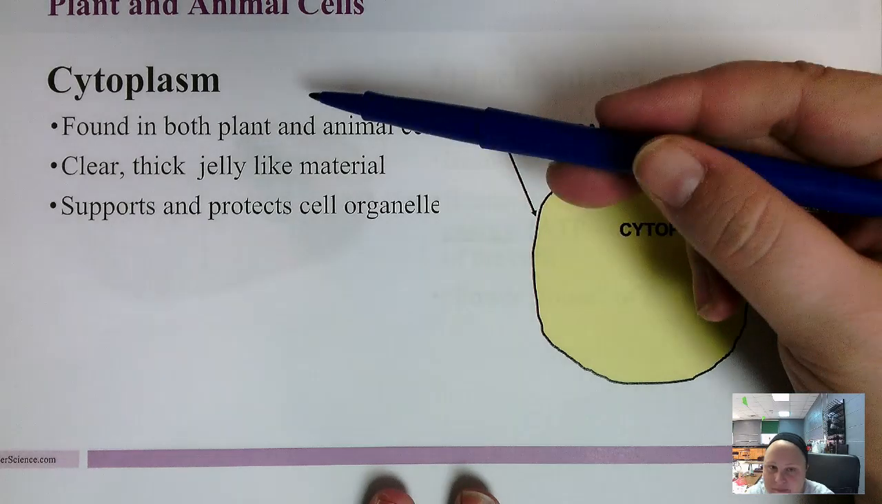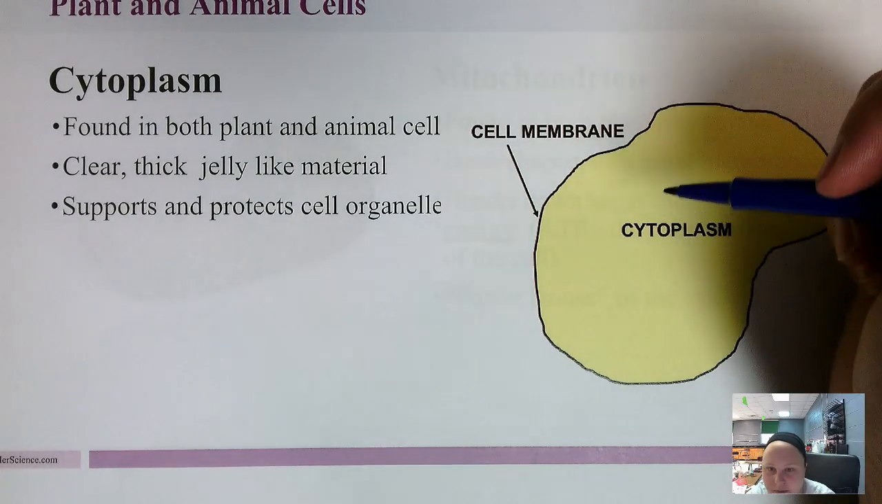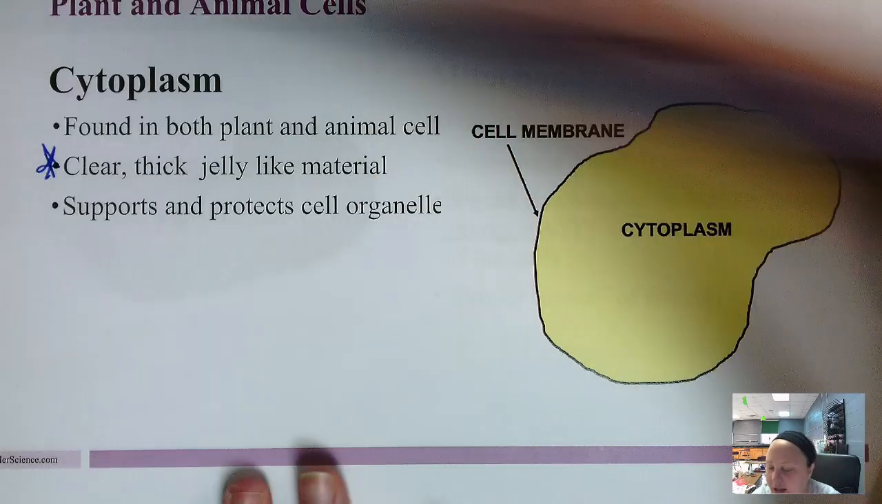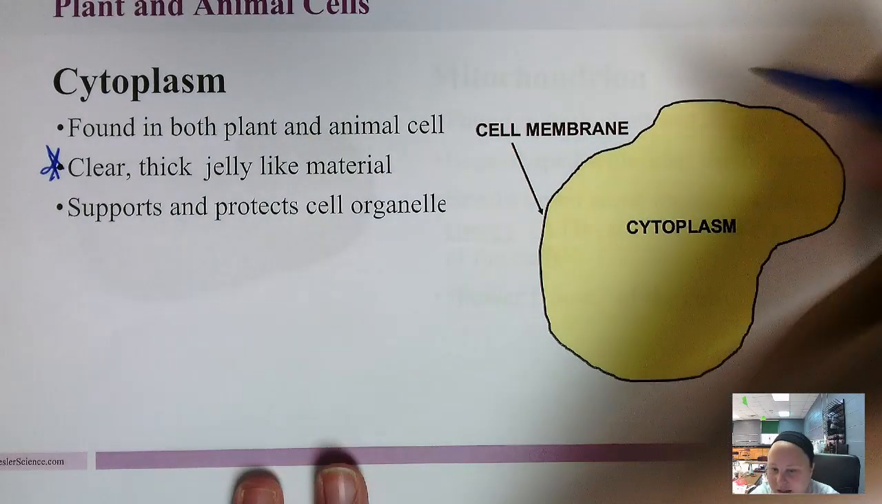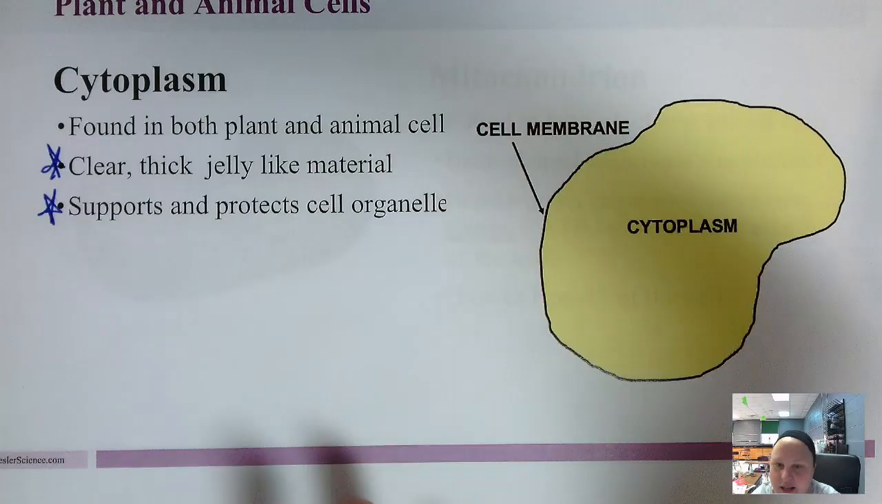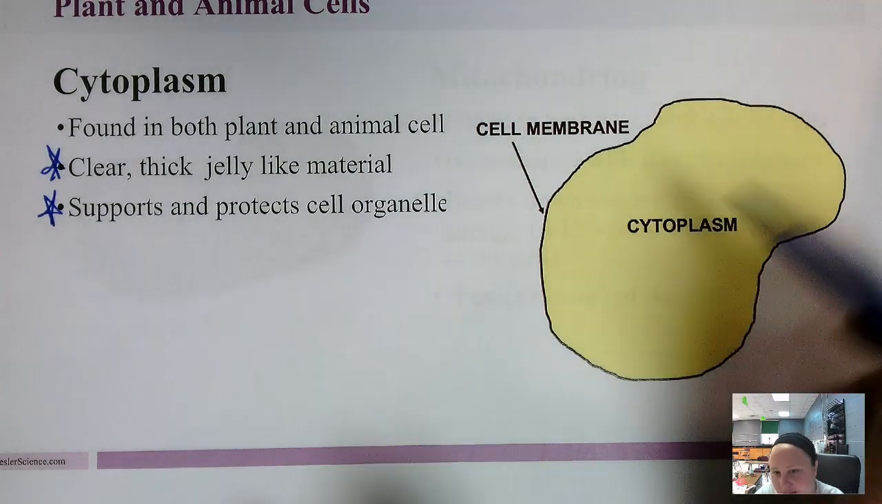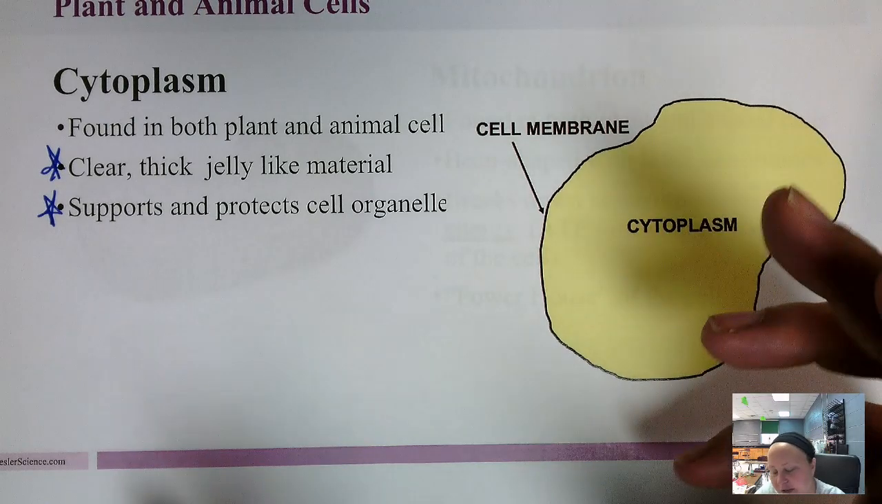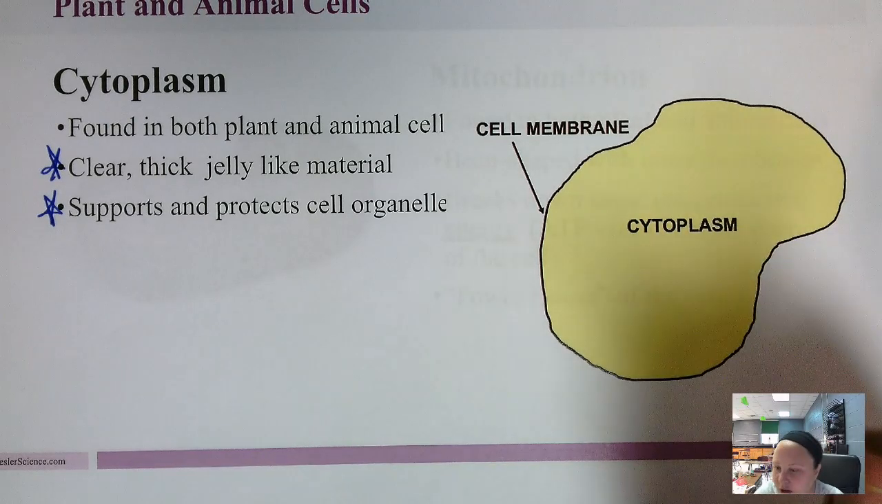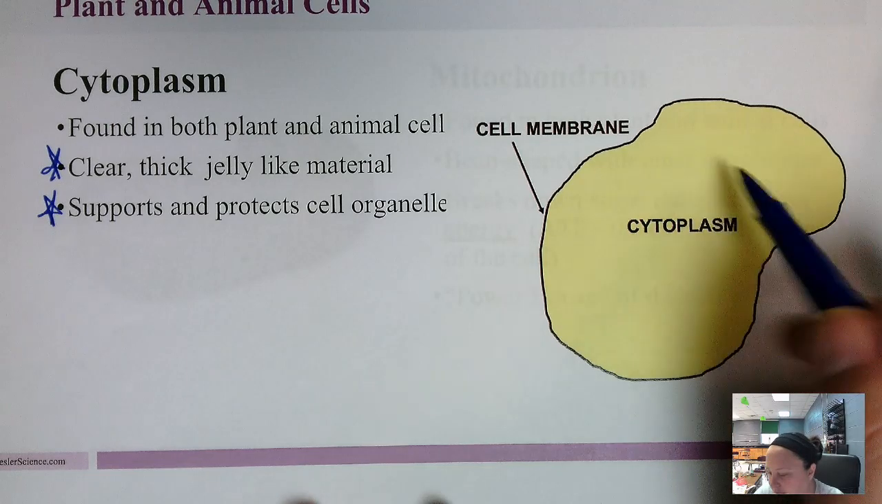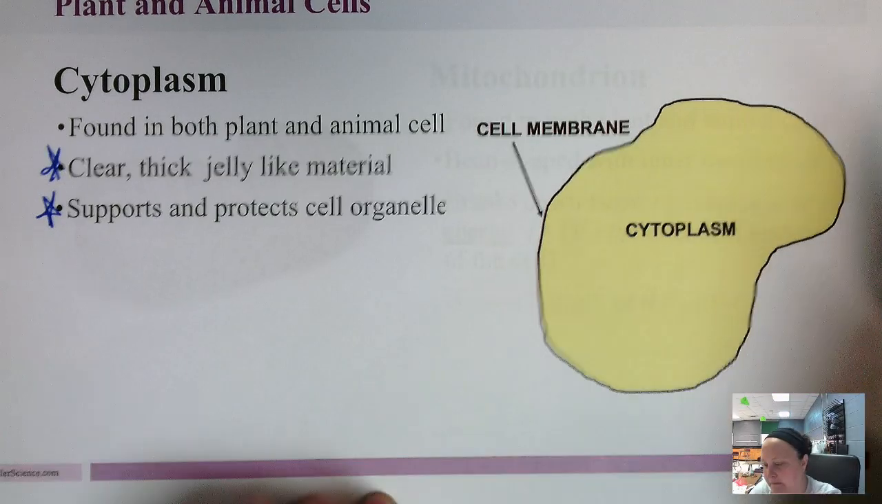So cytoplasm is our next one. Both of them are in the plant and animal cells. It's a clear, thick, jelly-like material. It supports and protects the cell organelles. So it's the jelly in the middle of a donut, but it protects those cell organelles from bumping into each other or causing harm. So we really are glad that we have this cytoplasm.